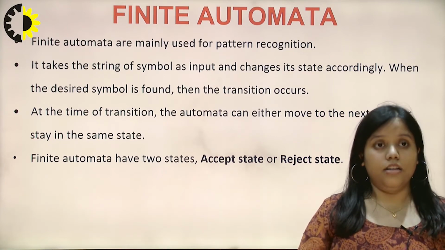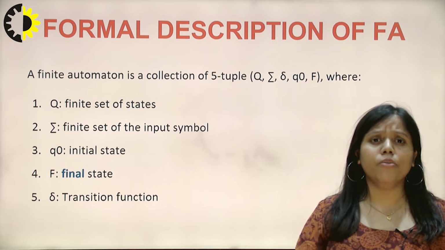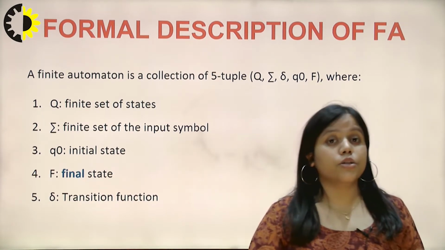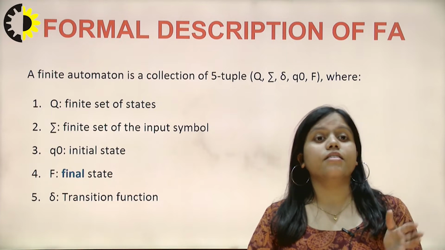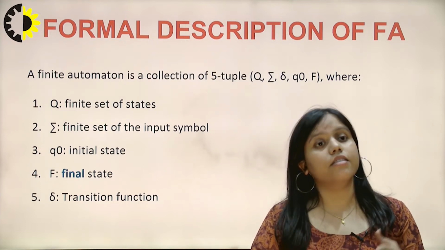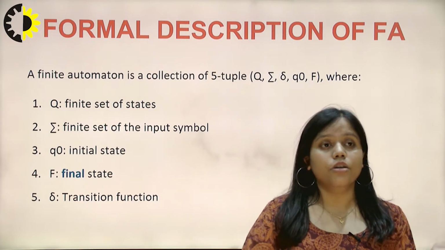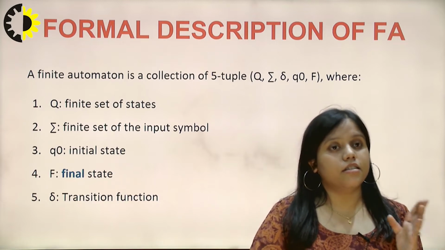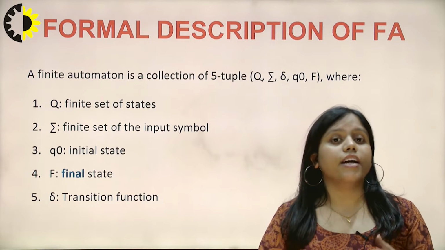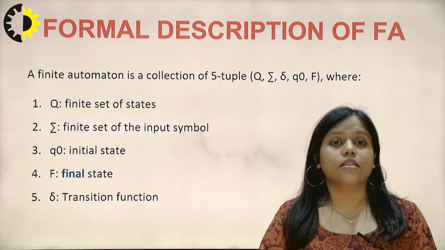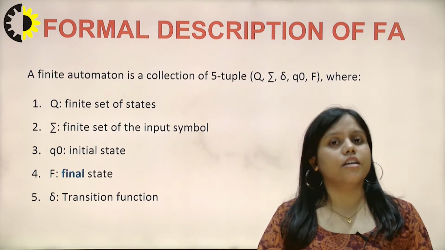Okay, let's move further. Formal description of FA. According to this description, a finite automata is a collection of 5 tuples, that is: a finite set of states Q, Sigma, the finite set of input symbols, Q naught is the initial state, F is the final state, and delta is the transition function.